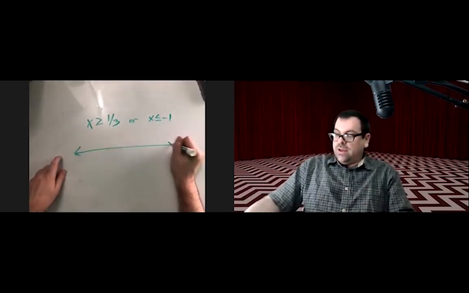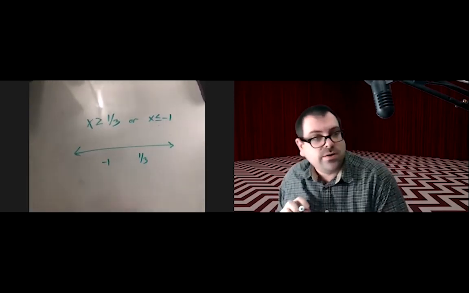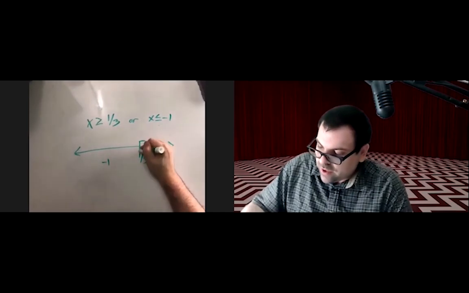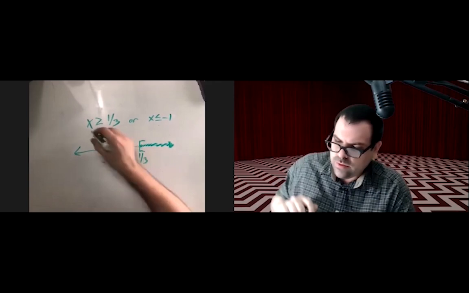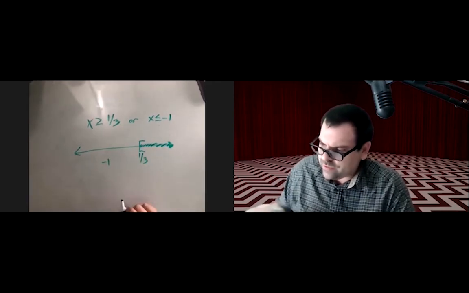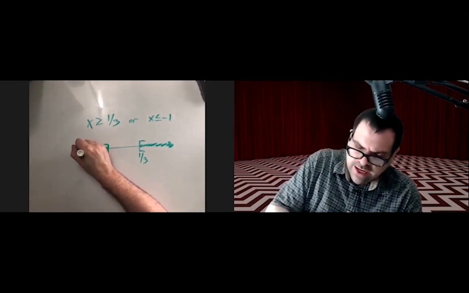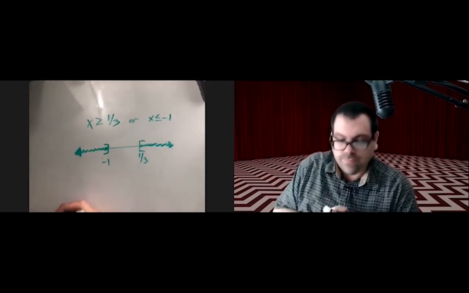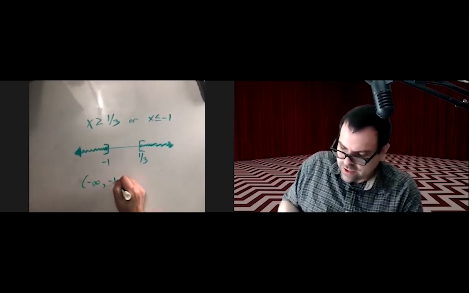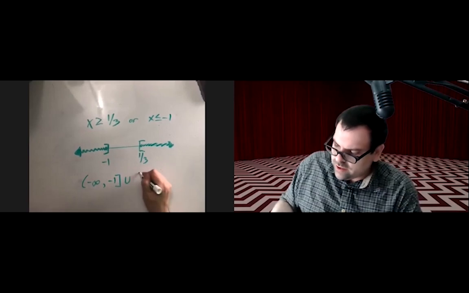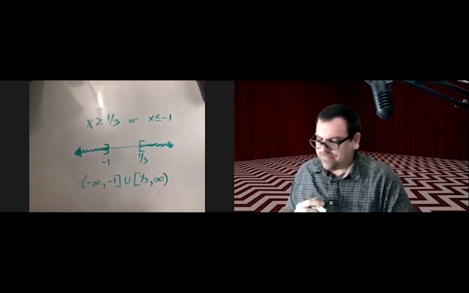On a number line, we would have -1, and then we would have +1/3. We would have square brackets for our equal to, and we're greater than or equal to 1/3, and we are less than or equal to -1. So -infinity to -1, union 1/3 to infinity.